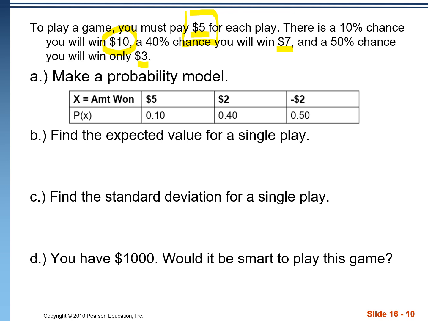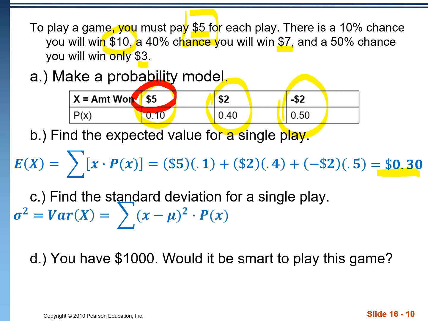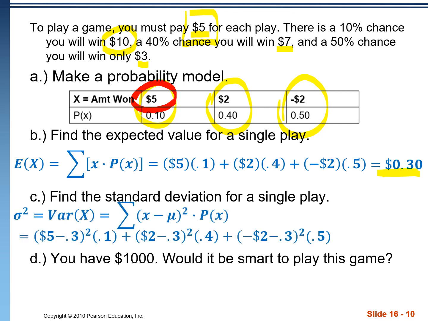This would be our probability distribution. Part B, find the expected value. This is the mean. We want to take each of these situations, multiply their outcome with their probability, add them all up. So the expected value for a single play would be 30 cents. Standard deviation, now we're going to take each of these individual outcomes, subtract the mean of 30 cents, and then square it, multiply it by the probability. So that gives us 6.01.